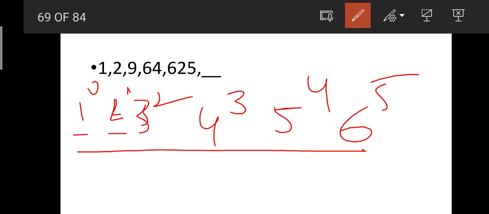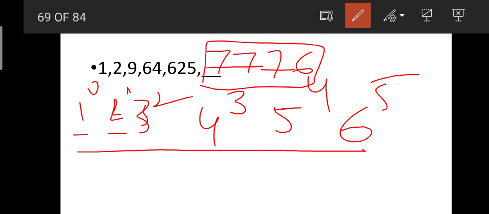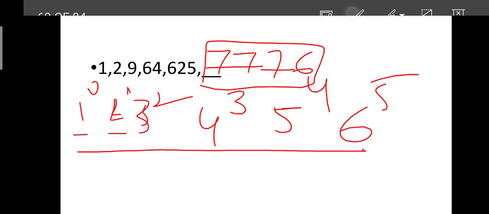Okay, what is the value of 6 power 5? It is nothing but 7776. Okay, it is 7776. Okay friends, now we'll move to our next question. This is also a simple question. Try it once.